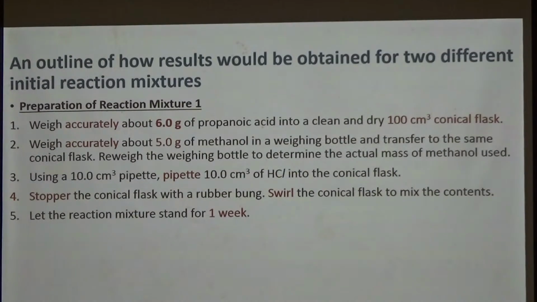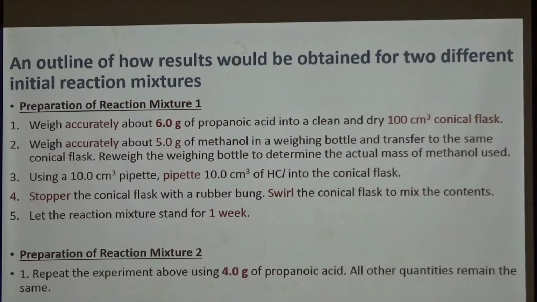Now for your second reaction mixture, you need to ensure that you use a different ratio of propanoic acid and methanol. Okay? So just make sure that you use a different mass of either or both of the two reactants. So for my reaction mixture 2, I repeat the whole thing. I don't need to repeat all the steps. I repeat the experiment above, but I will change propanoic acid from 6.0 grams to 4.0 grams. So I ensure that I have a different ratio. All other quantities remain the same.